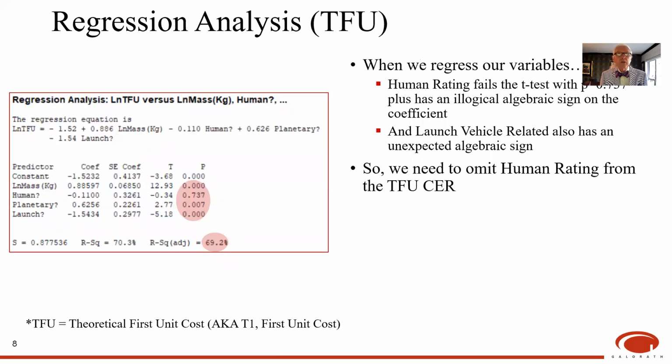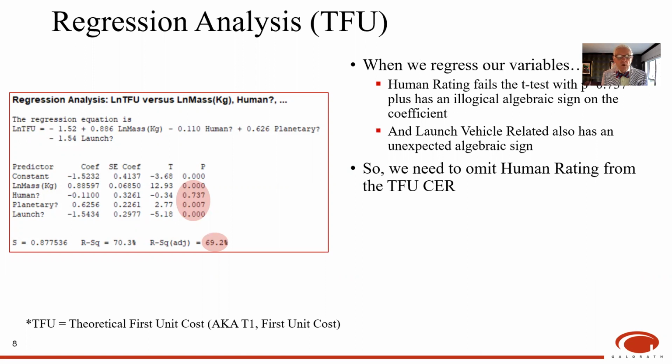Here's the same analysis for the regression of the theoretical first unit, TFU, sometimes called T1 or just first unit cost. Now, first thing we want to look at here is those p-values again. We notice right away that human rated has a p-value of 0.737. So that's much higher than our cutoff of 0.05. And so that's an unacceptable p-value.